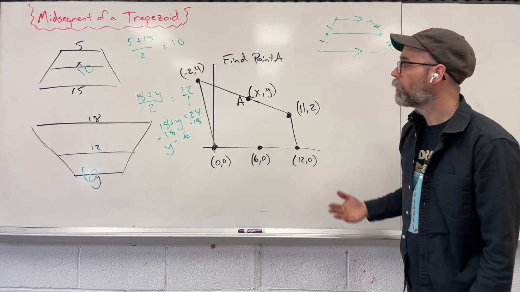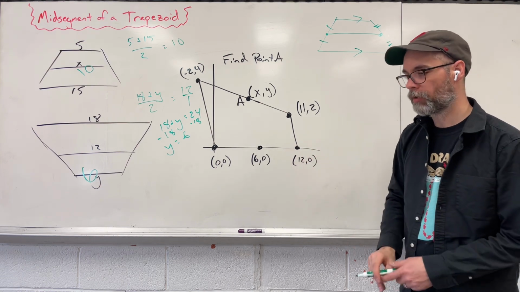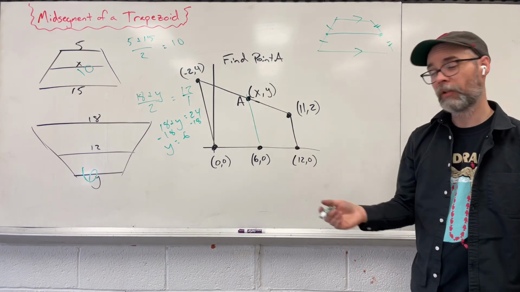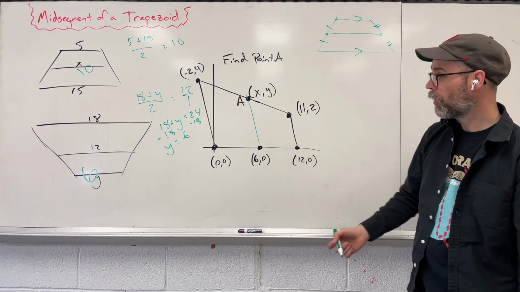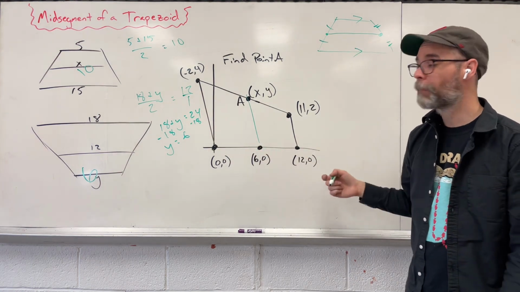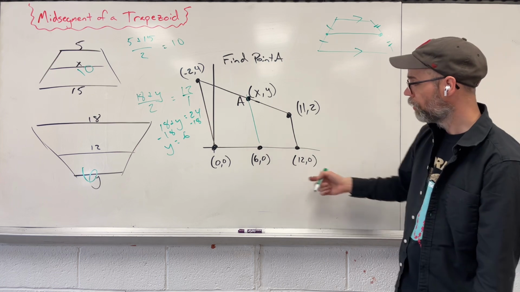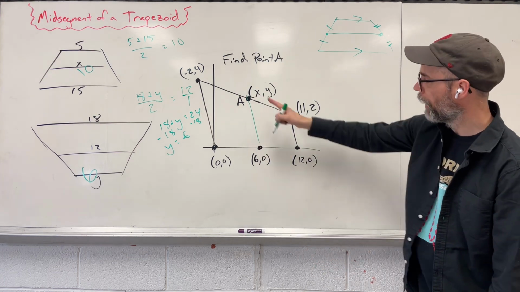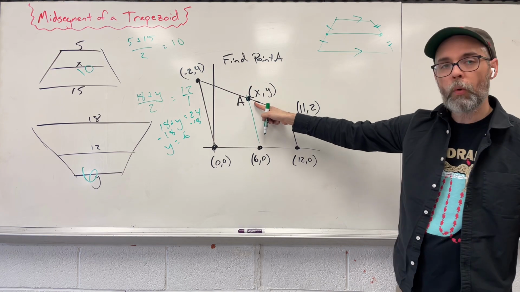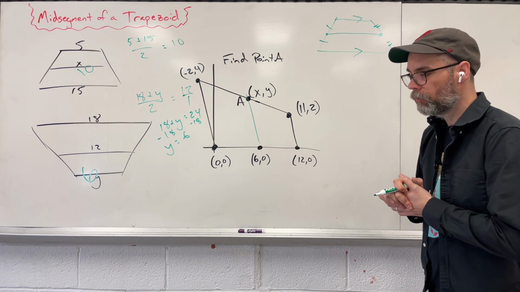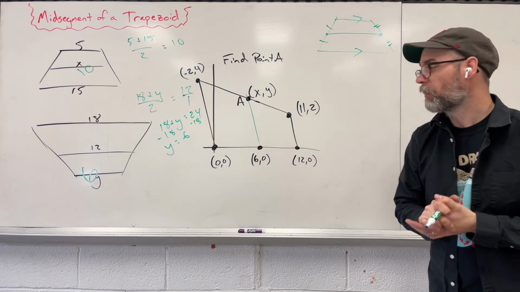Okay, what if we have a slightly more complicated picture? So here we have a trapezoid. Doesn't necessarily look like it, but this line and this line, those are our bases. They're both parallel to each other. So we have a mid-segment right here in the middle. I want to figure out what that coordinate is.